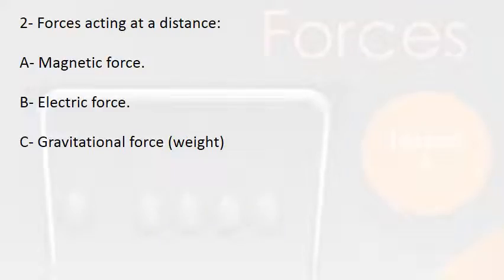We finished the contact forces. Now we study the forces acting at a distance. We have three types: magnetic force, electric force, and gravitational force, weight. So we have three types of forces acting at a distance: magnetic, electric, and gravitational force.